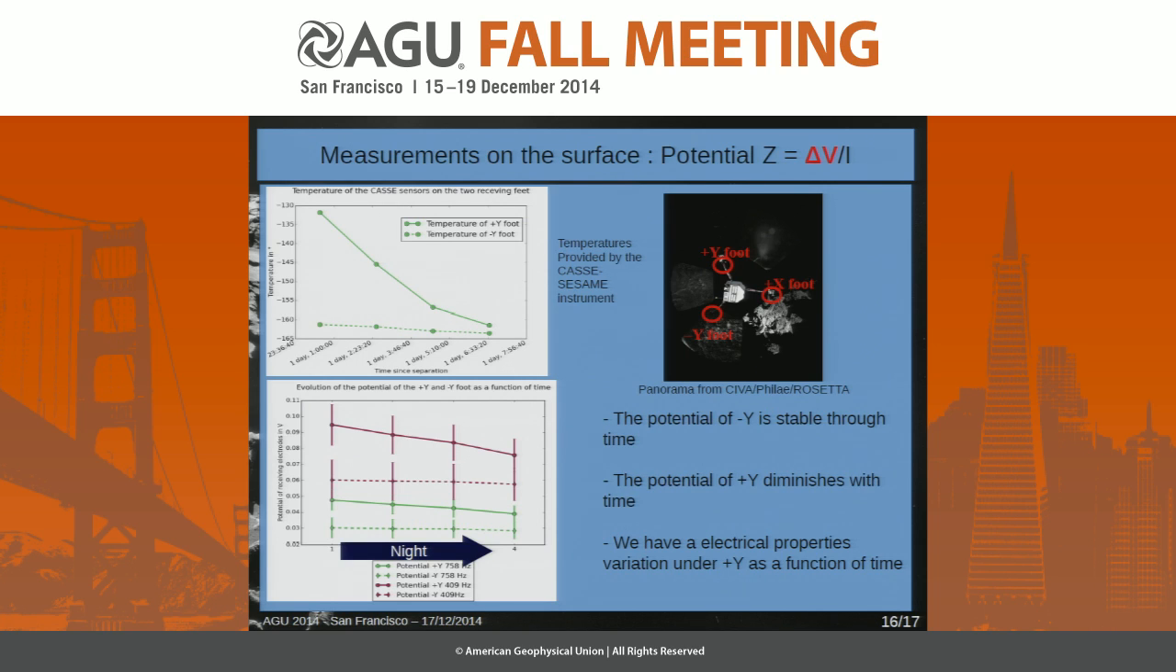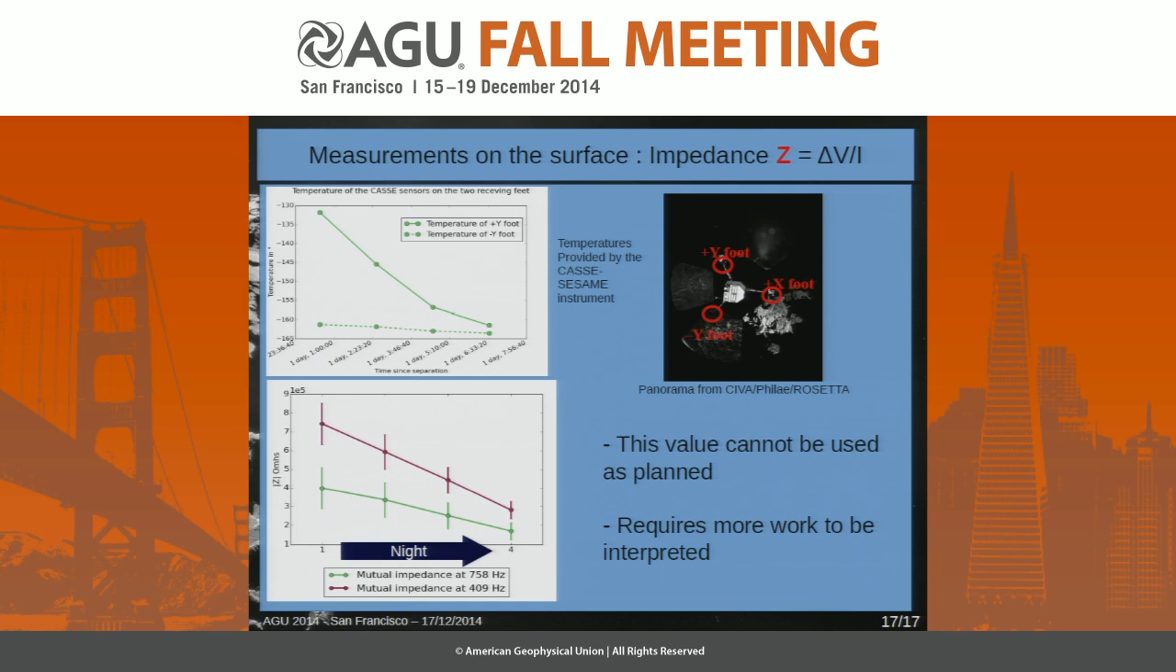So we have a dielectric constant of the surface that changes with temperature. It could be the same material that has a different dielectric constant at different temperatures, or it could be a composition that varies with temperature. We do not know which, and the analysis is still ongoing.